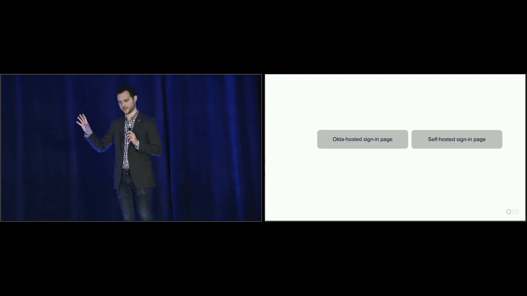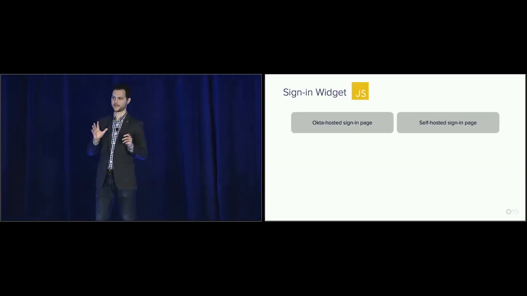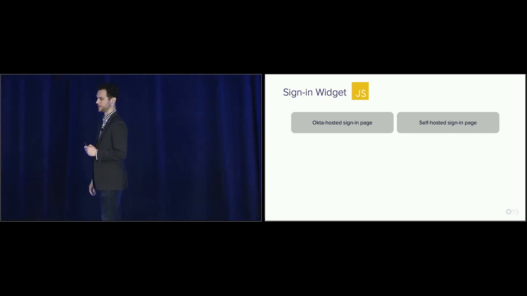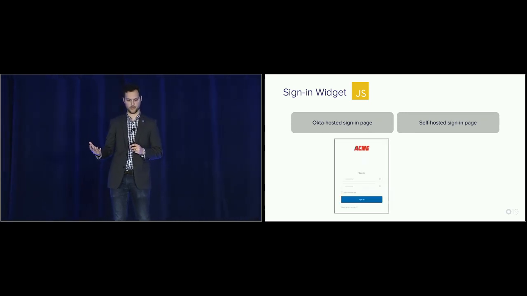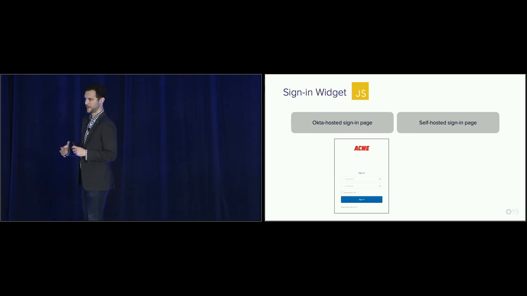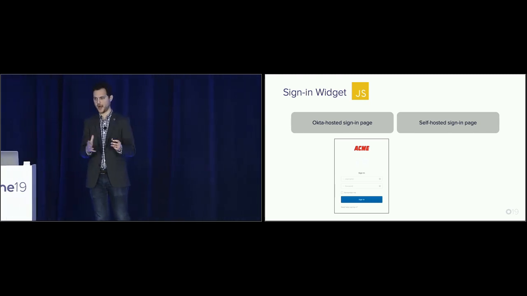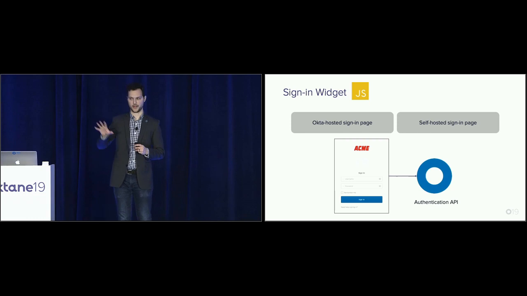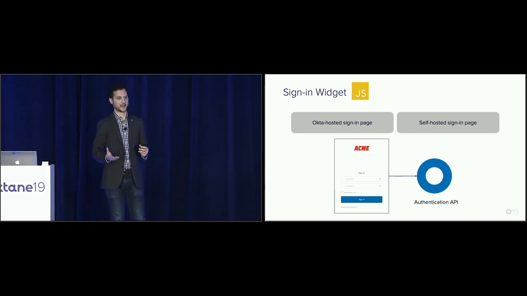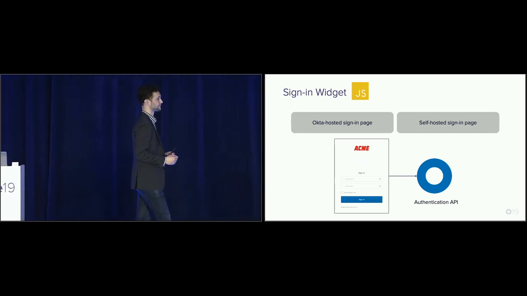So if we zoom in just to that part, regardless of whether you're using the Okta-hosted sign-in page or a sign-in page inside your own application, you're going to be using the component that we built called the Signin Widget. The Signin Widget is a JavaScript component. It's a pre-packaged bunch of UI that calls a very low-level API that Okta has called the Authentication API. The Authentication API is what actually signs users in to the Okta system.